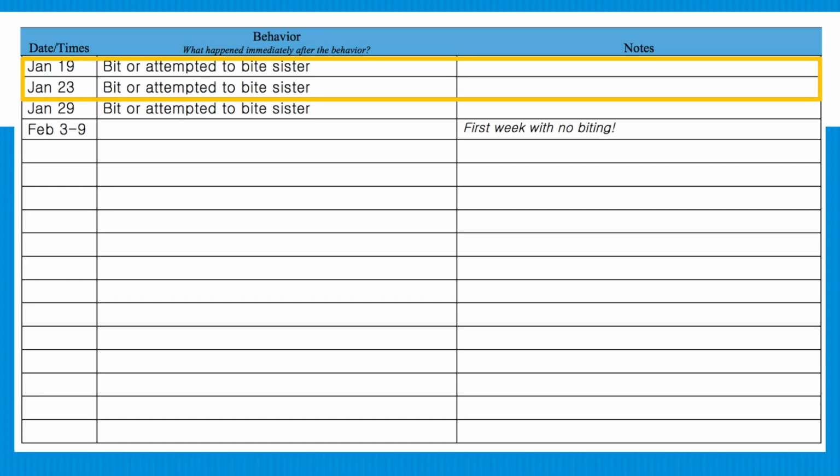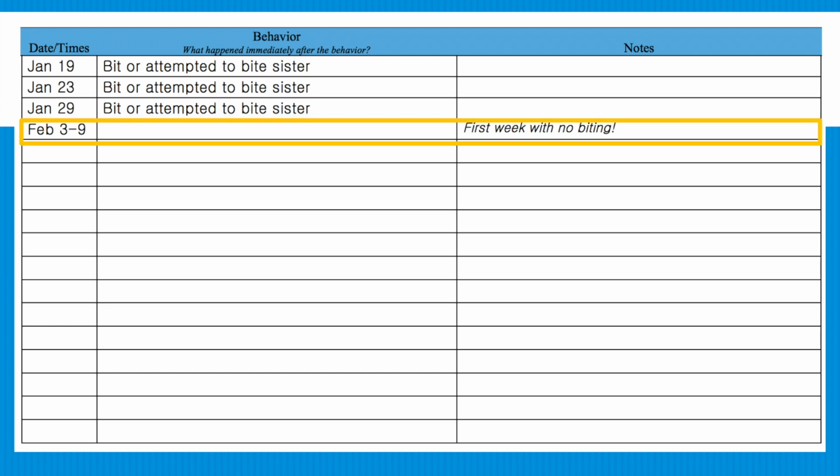Joey's parents were pleased with their decision to continue using the behavior plan when during the following week, Joey attempted to bite his sister only 2 times. During the last week of January, Joey had only 1 instance of challenging behavior where he tried to bite his sister. By the first week of February, Joey wasn't biting his sister at all. Joey's parents were really thankful that they stuck to the plan.